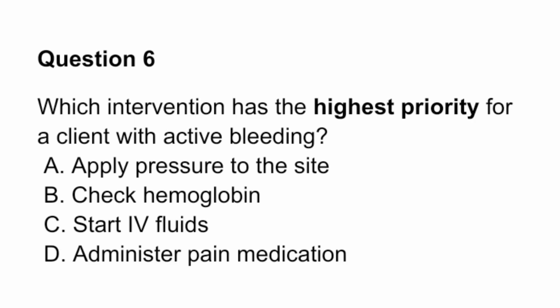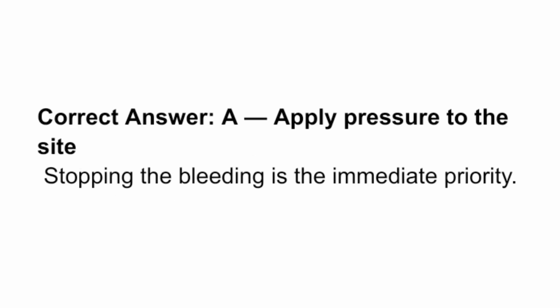Question 6. Which intervention has the highest priority for a client with active bleeding? A. Apply pressure to the site. B. Check hemoglobin. C. Start IV fluids. D. Administer pain medication. Correct answer, A. Apply pressure to the site. Stopping the bleeding is the immediate priority.